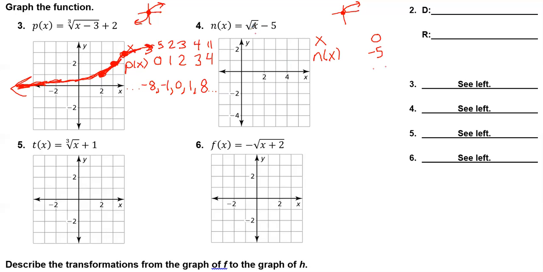Now, the nice thing is there's nothing else here underneath the square root, so we could just pick perfect squares. The perfect squares that we're going to use are 0, 1, 4, and usually I go up to 9.